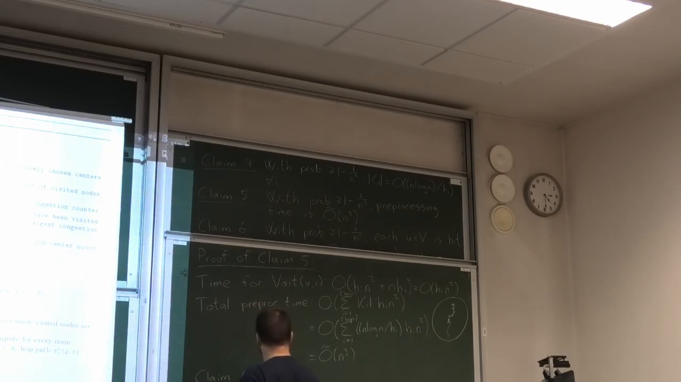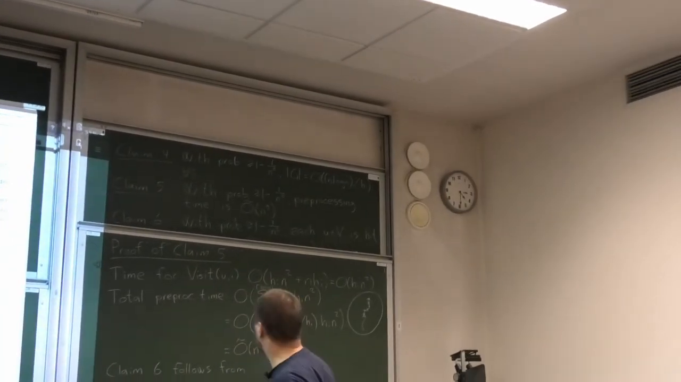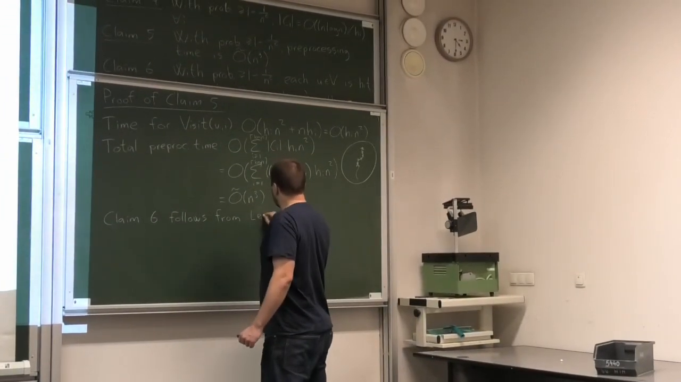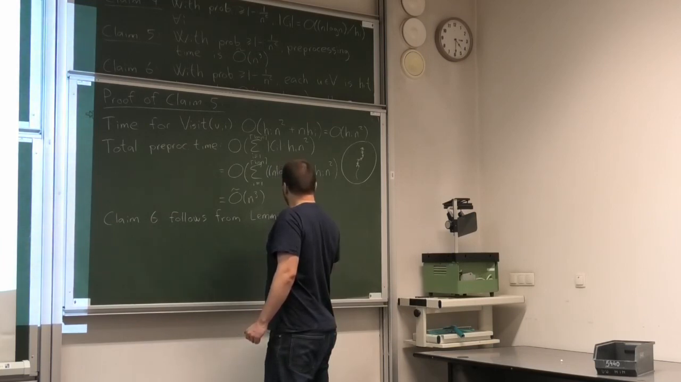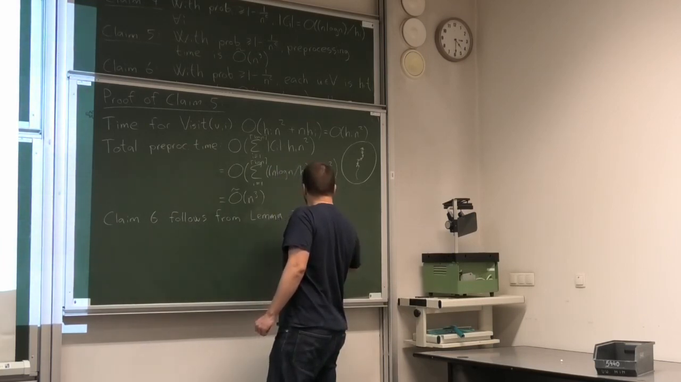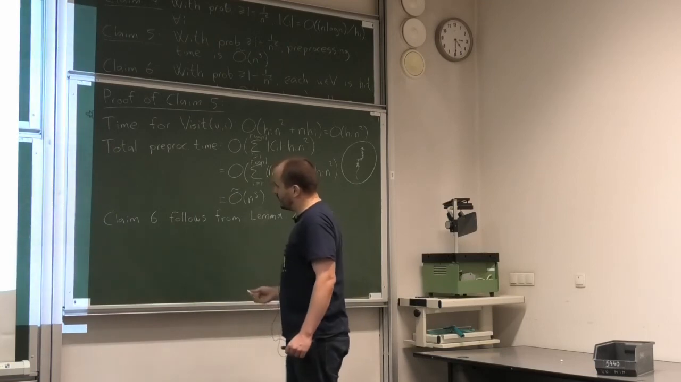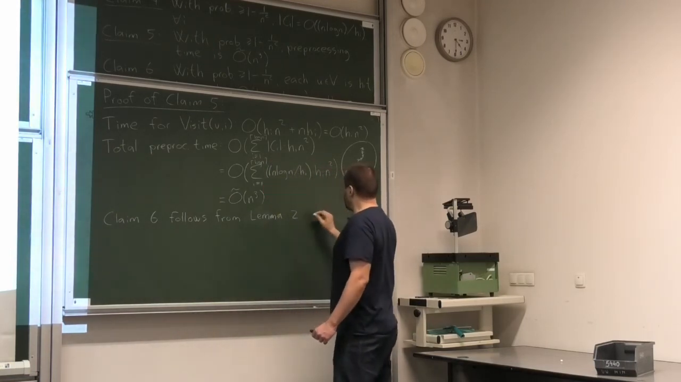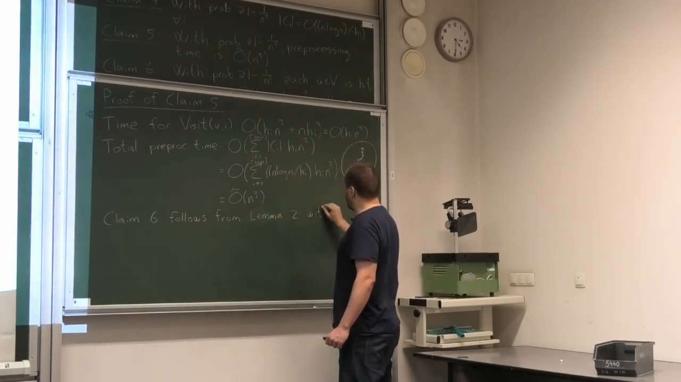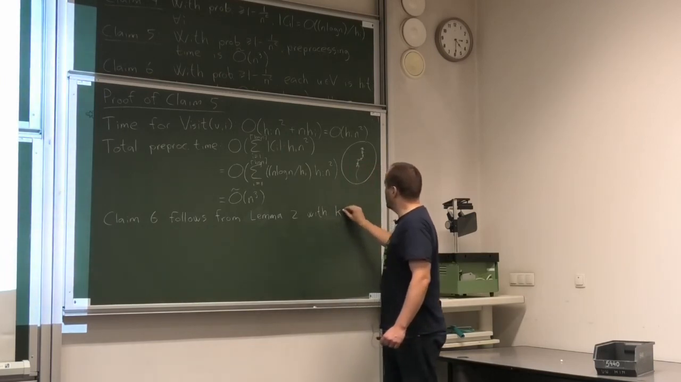Follows from the pebble game, from Lemma 2. So let's say the initial number of piles k is equal to n.